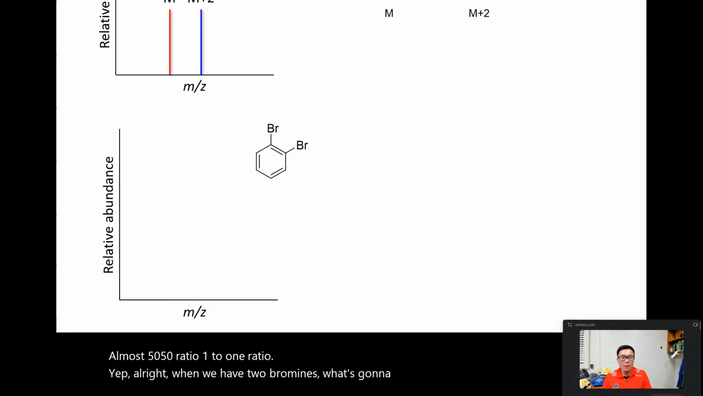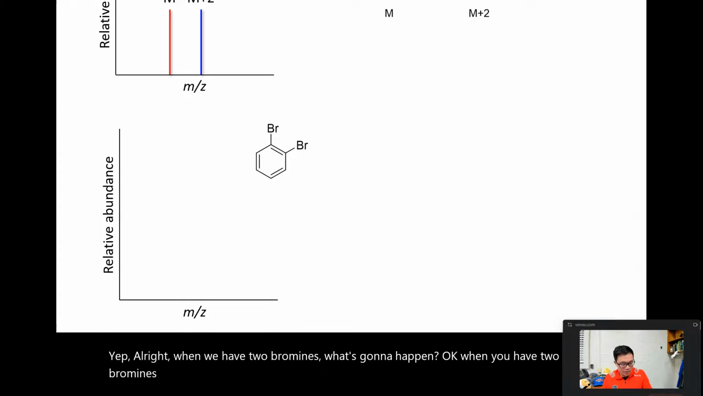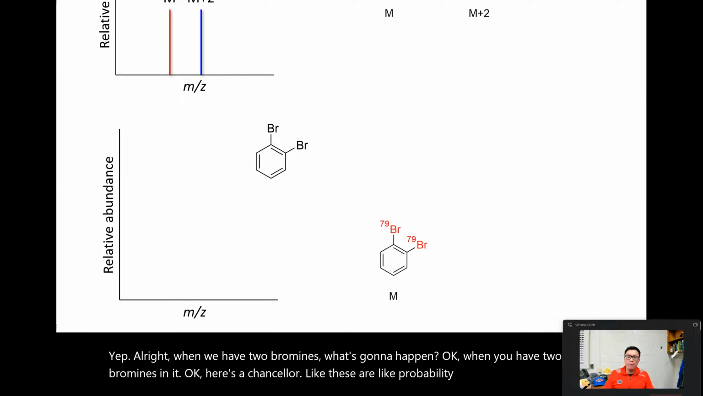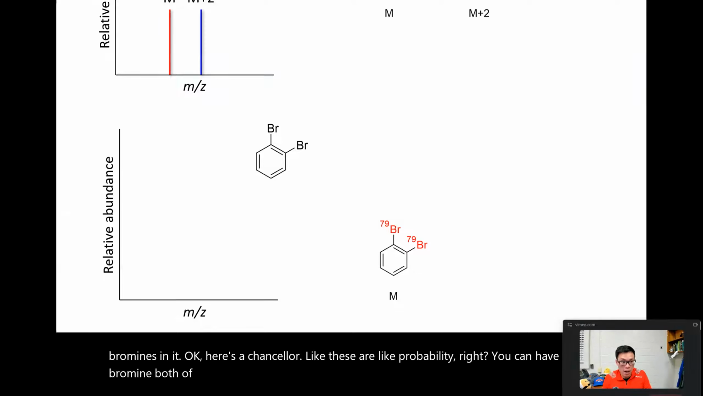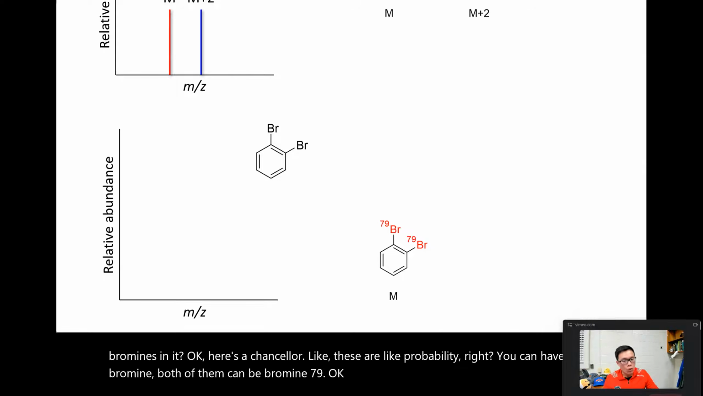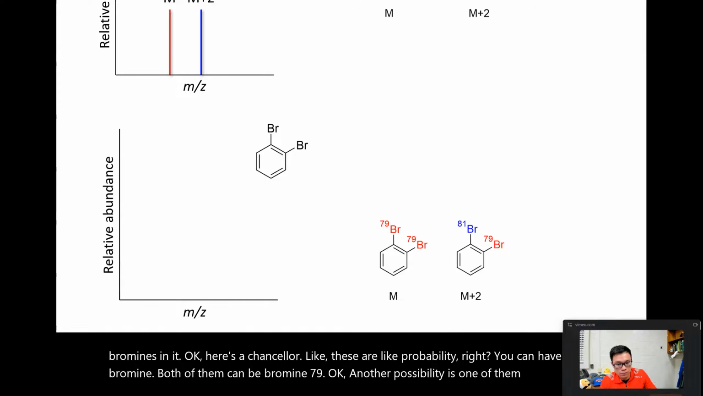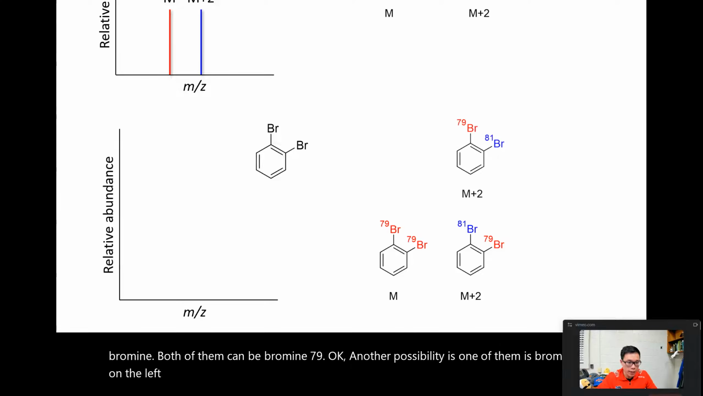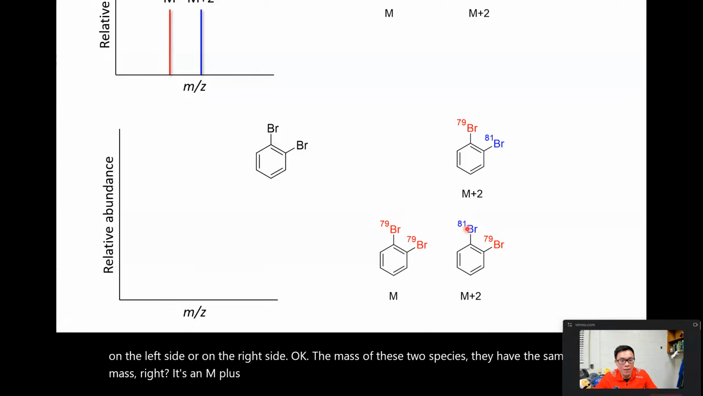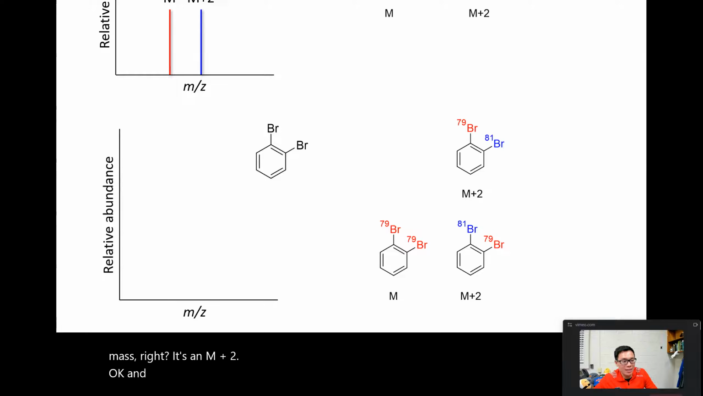When you have 2 bromines in it, here are the chances, the probability. You can have both of them be bromine 79. Another possibility is one of them is bromine 81, on the left side or on the right side. The mass of these 2 species, they have the same mass, right? It's at M+2. And the last possibility is both bromines are bromine 81.